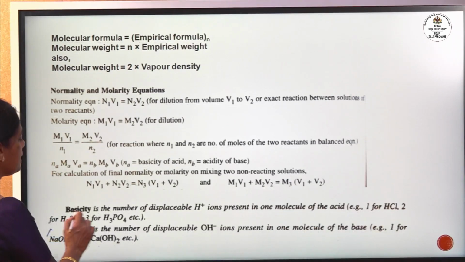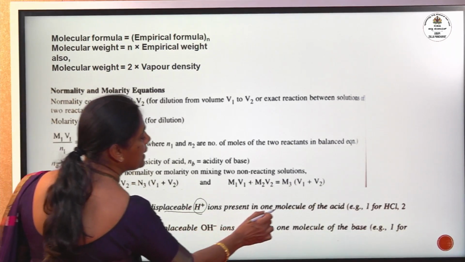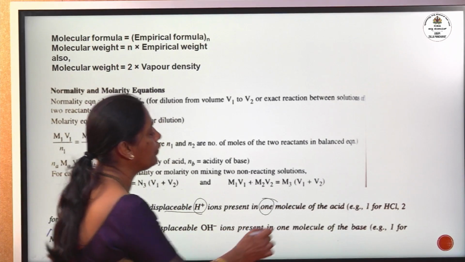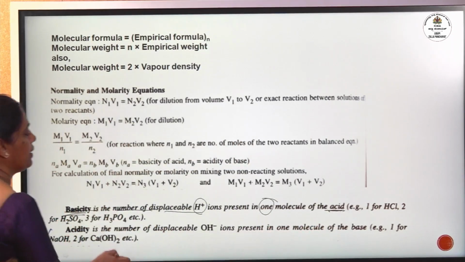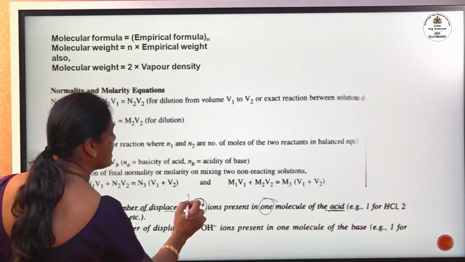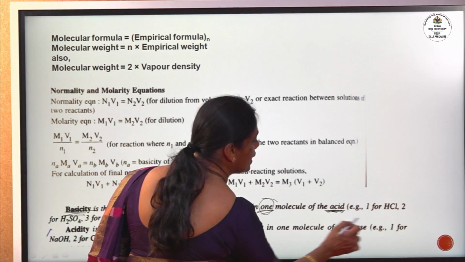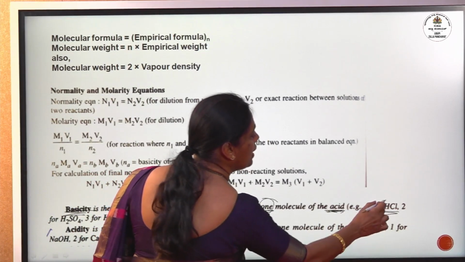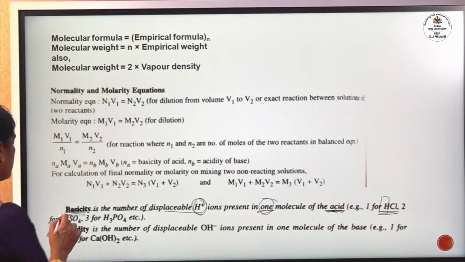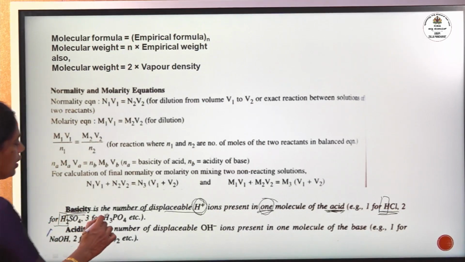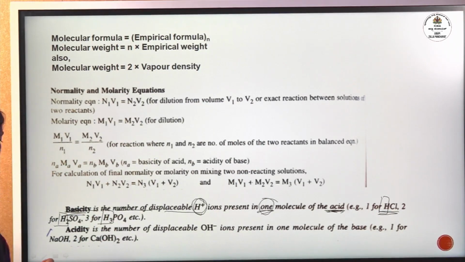Now, basicity is the number of displaceable H plus ions present in one molecule of the acid. So, that is basicity, the number of displaceable H plus ions in one molecule of the acid. Example, if we take HCl, the basicity is 1, H2SO4, basicity is 2, H3PO4, basicity is 3.